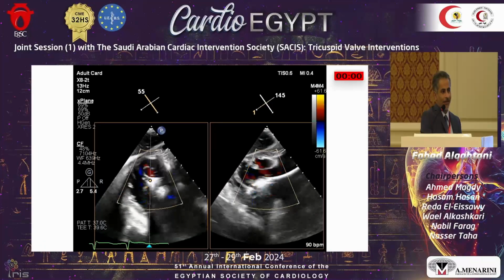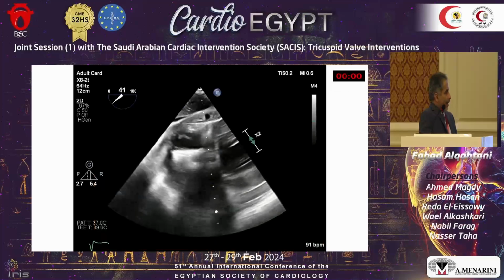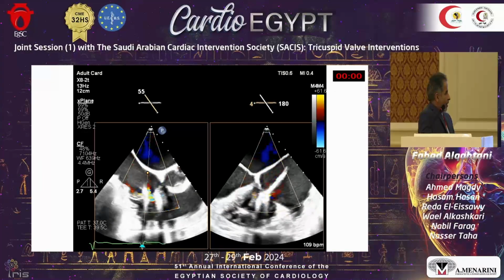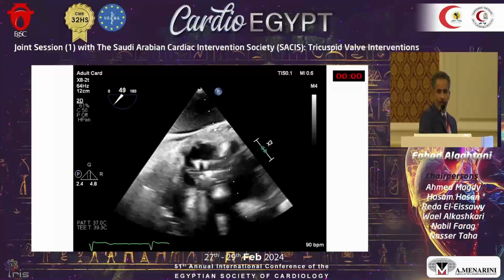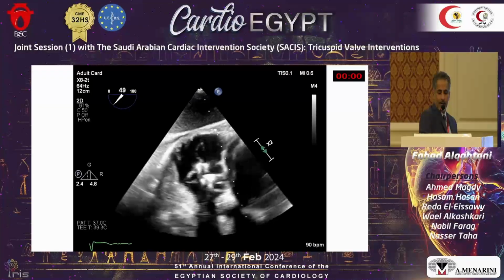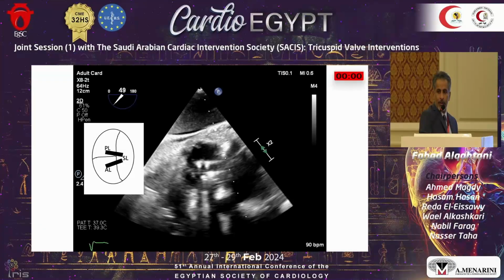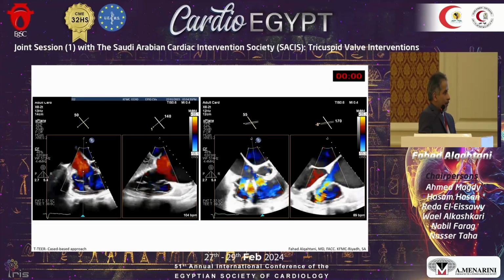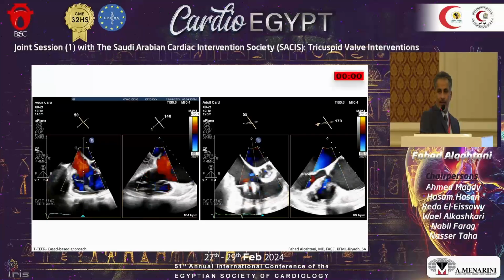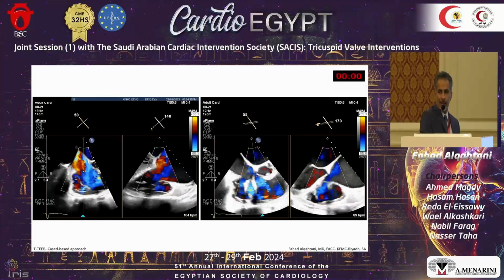You can see we placed this with good reduction, down to mild. As you can see, we started with very bad torrential TR, and we did the clover technique to control the jet. One is putting the posterior septal and anterior septal in a technique called the clover technique. This is after placement of the two clips. Even with the torrential, very bad TR extending everywhere, tri-clip has a role here.